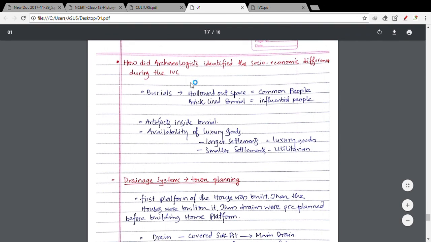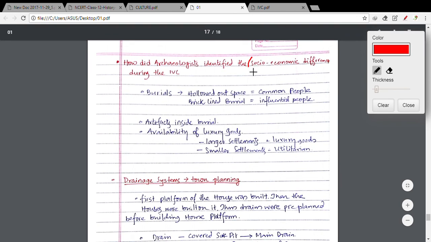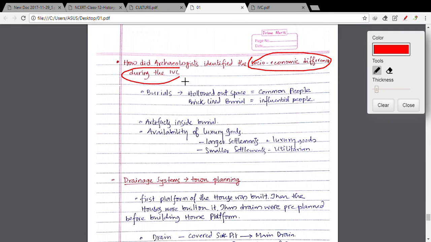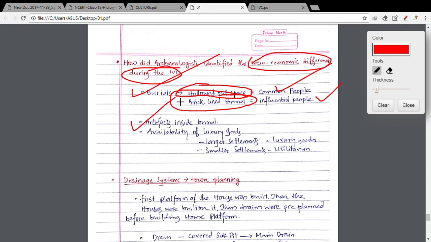Next question is, how did the archaeologists identify the socio-economic differences during the Indus Valley Civilization? We already talked about the burials. If it is from a hollowed out space, then it is definitely for the common people. If it is a brick lined burial, it is definitely for the influential people because bricks were costly. Artifacts inside the burial: if there were luxurious artifacts, it means it definitely belonged to some influential and rich people. If there were no artifacts, that means it was of the common people.